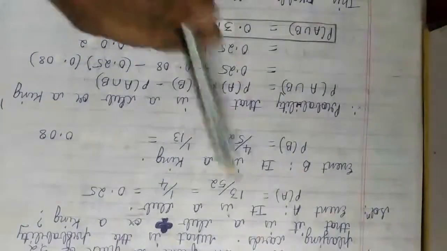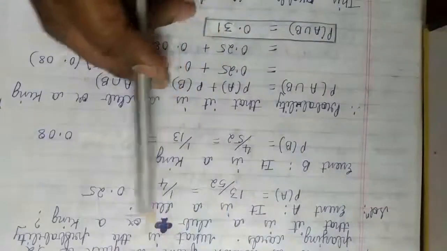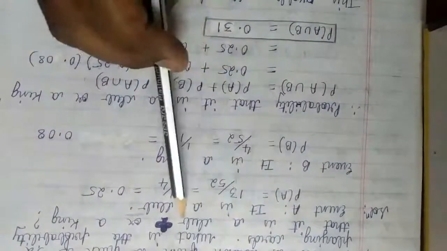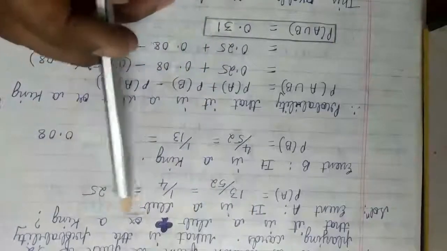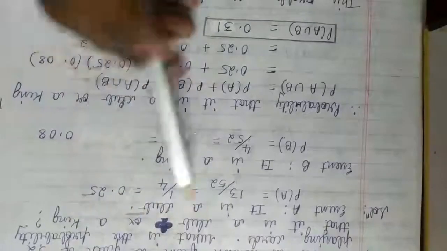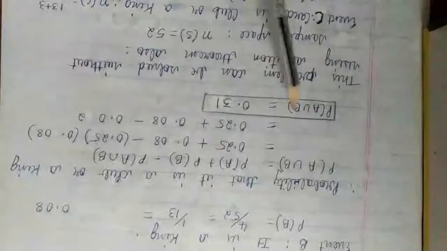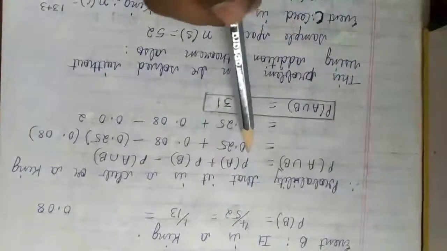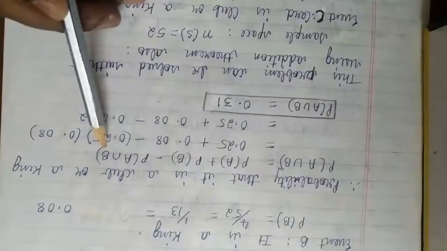Now I know the probability of A, and I know the probability of B. What they have asked is, what is the probability that event A happens or event B? Or means addition theorem you have to apply. So probability of A or B they are asking. The probability that it is a club or a king is given by probability of A union B, which is equal to probability of A plus probability of B minus probability of A intersection B.